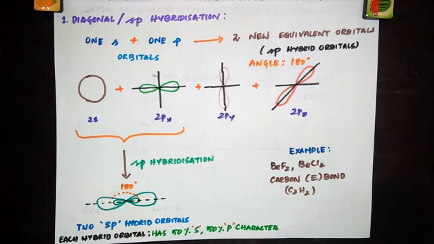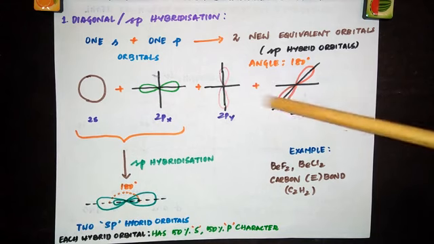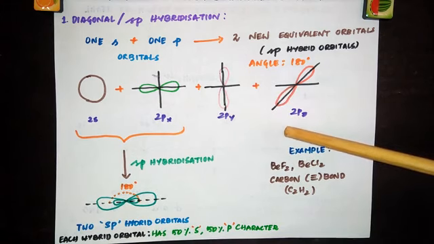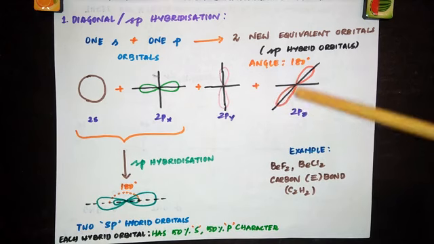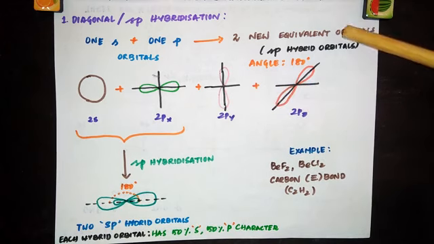As I told you, the remaining 2 p orbitals which do not participate in hybridization remain as such. If these are half-filled, they may form bonds with other atoms having half-filled atomic orbitals.